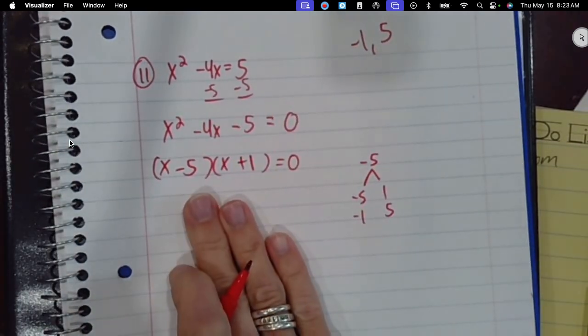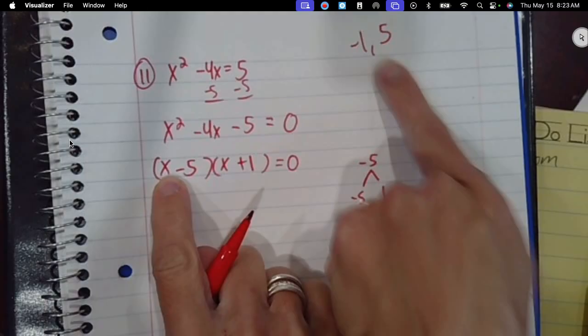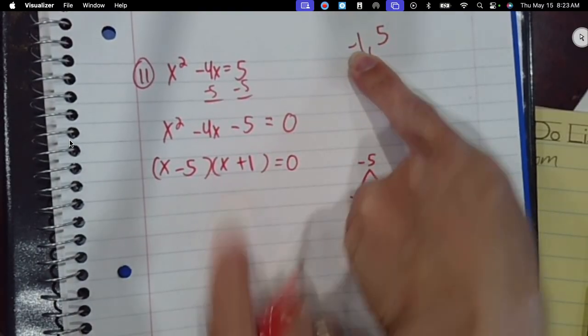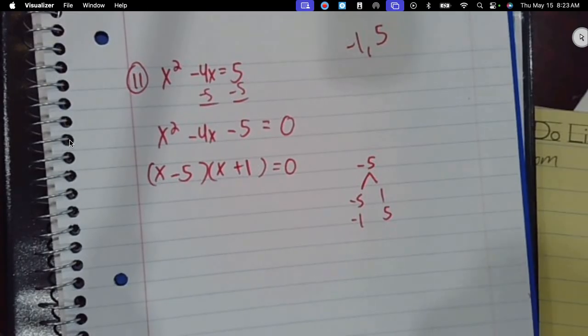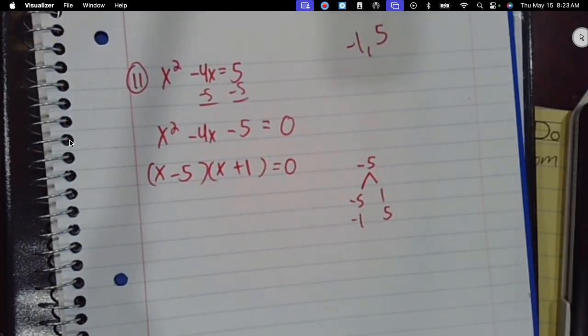Now, this is factored, but we haven't solved it. What would this need to be to go to 0? Positive 5, which is what I just said. What would this need to be to go to 0? -1, which we just saw on our picture of our graph. Okay? Is this easy? Yeah? Oh, good. Fantastic. All right, number 12.